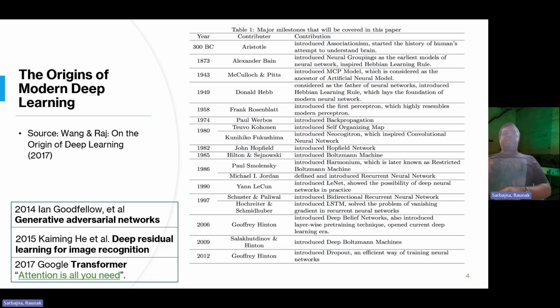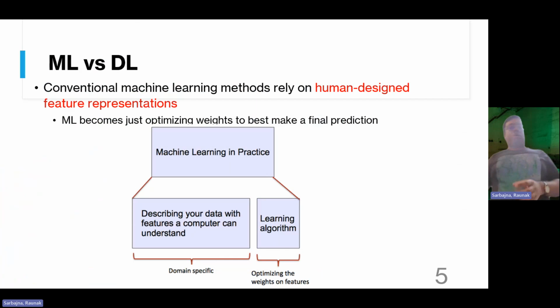So, like I said, the most important paper right now is the transformer paper, Attention Is All You Need. That paper introduced the transformer architecture, which is really good for natural language processing, NLP tasks. So let's go a little bit more in depth into machine learning versus deep learning.